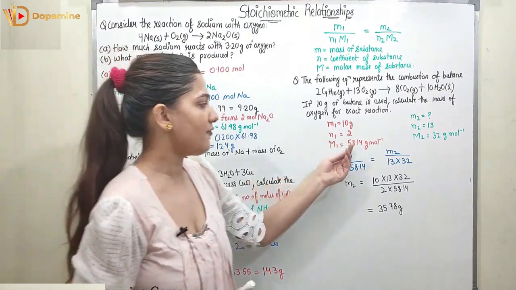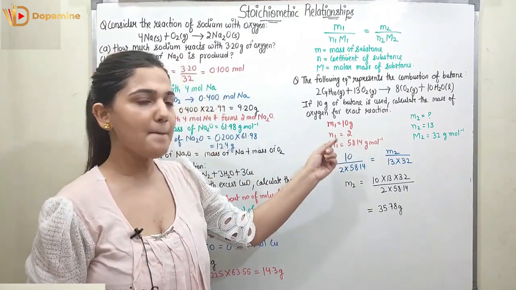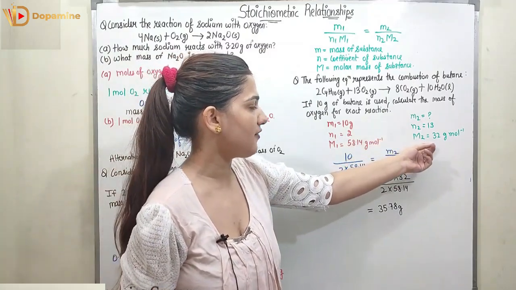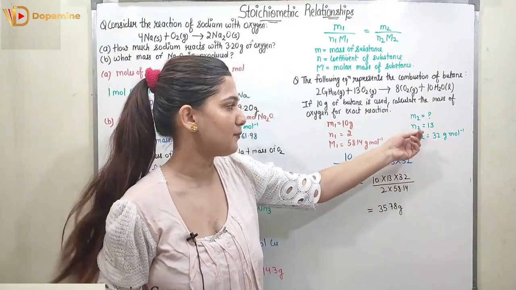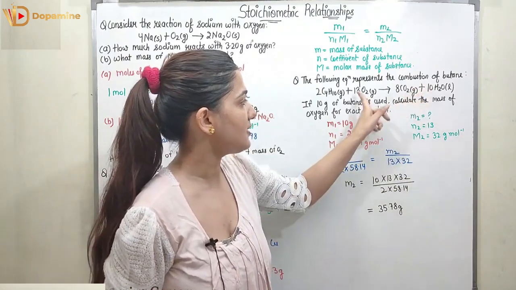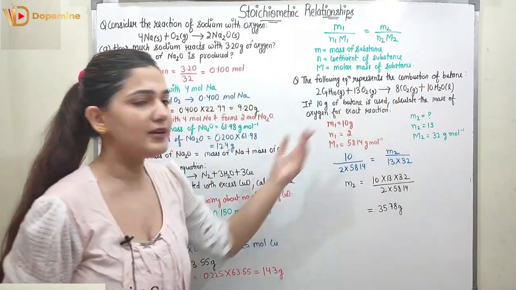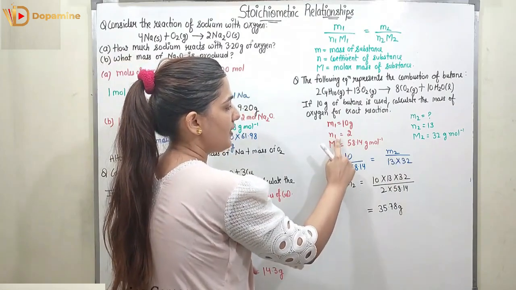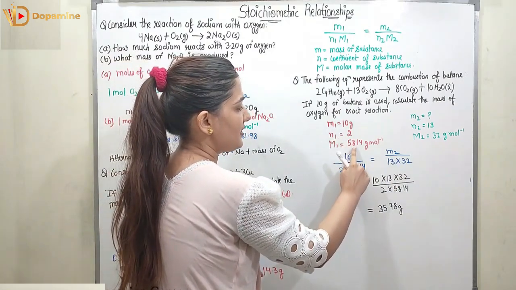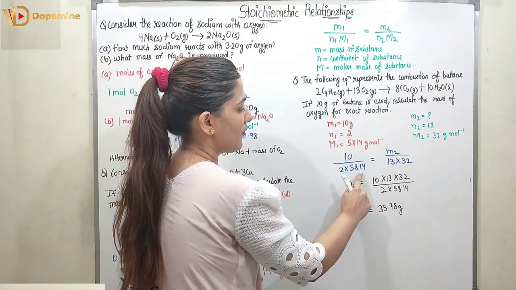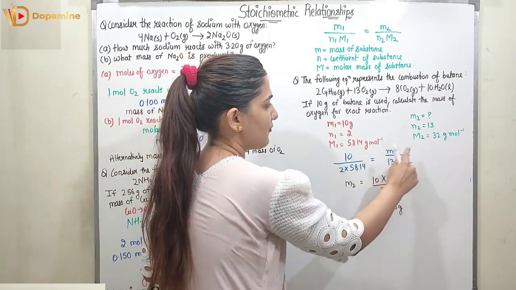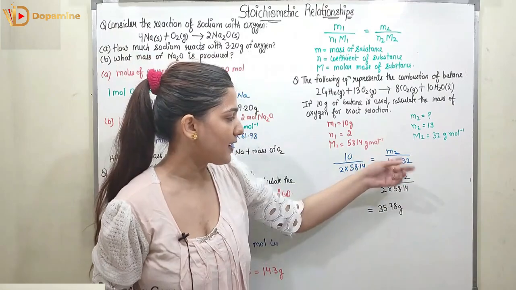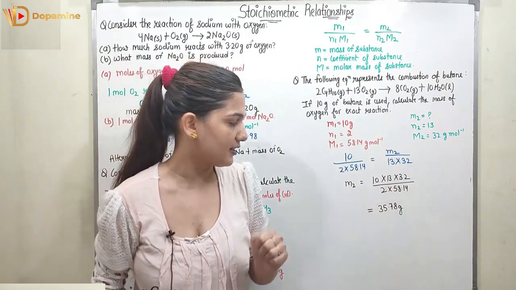The molar mass is 58.14 gram per mole, and for oxygen also we can find the molar mass, which is 32 gram per mole. n2 for oxygen, you can see over here, is 13. So we need to find m2. We put all of the values over here: 10 upon 2 into 58.14 is equal to m2, which we have to find, upon 13 into 32. This is how we find m2 by solving this equation, and we get 35.78 grams.